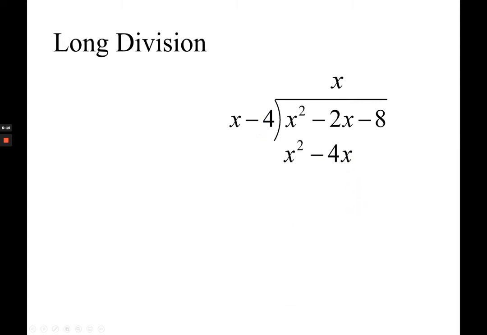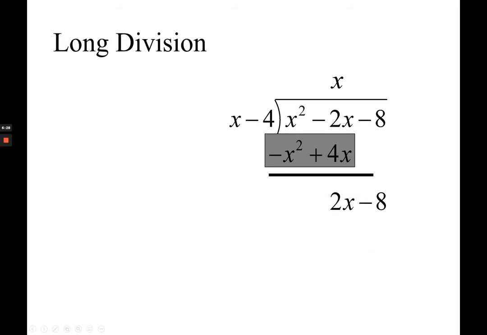Subtract, or perform the addition of the additive inverse. X squared will be cancelled out. Negative 4 becomes positive. 4 minus 2 is 2x. So you have 2x. Bring down negative 8. You are on your second and last cycle.